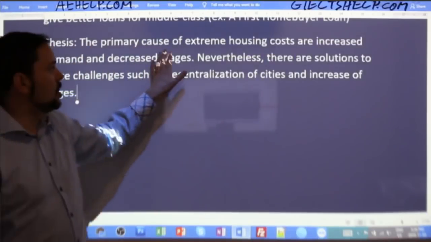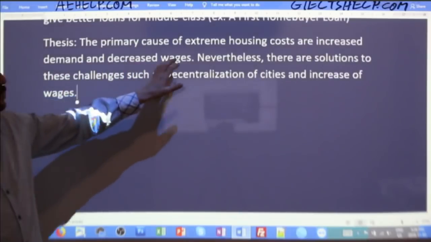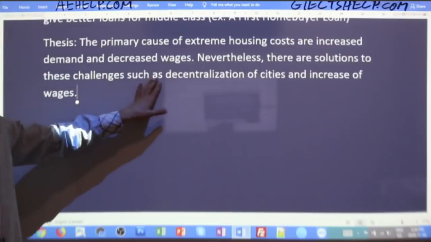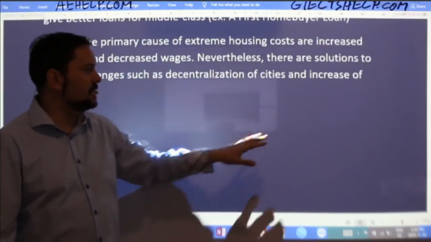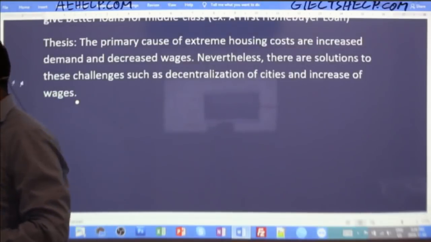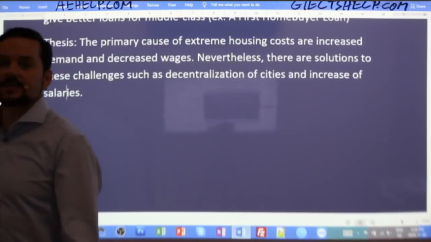The primary cause of extreme housing costs are increased demand and decreased wages. Nevertheless, there are solutions to these challenges, such as decentralization of cities and increase of pay or salaries. So I'm not repeating the same word here. Okay, so that's my thesis.